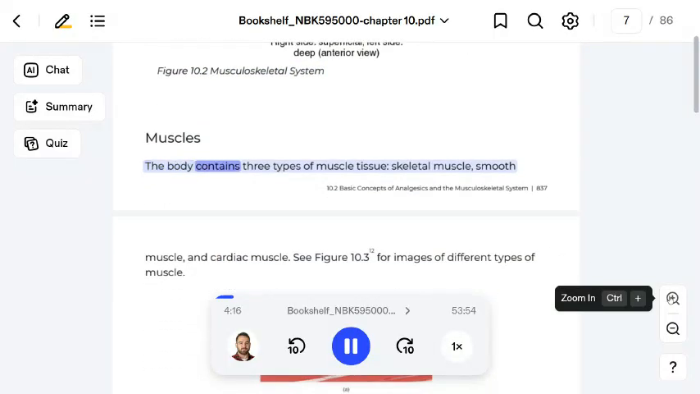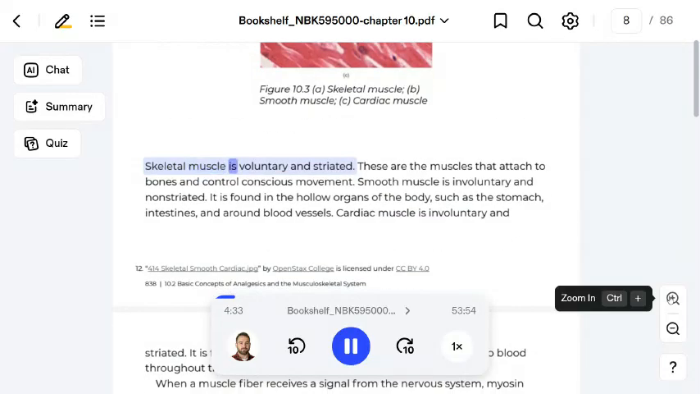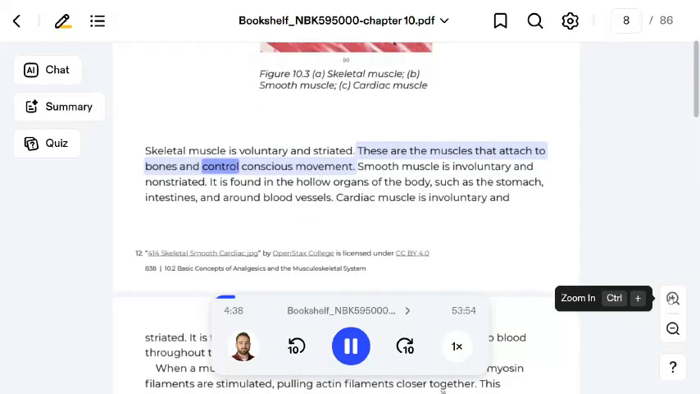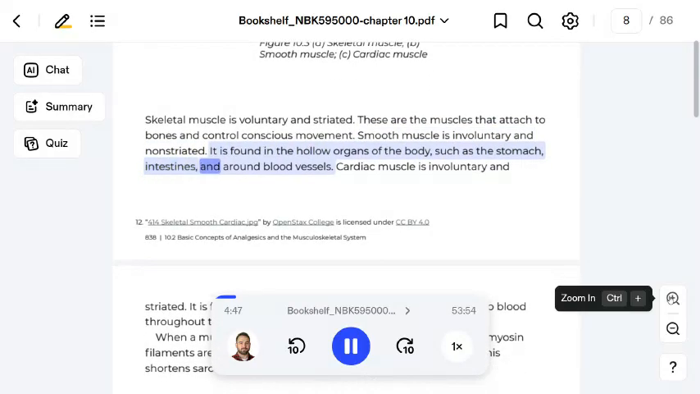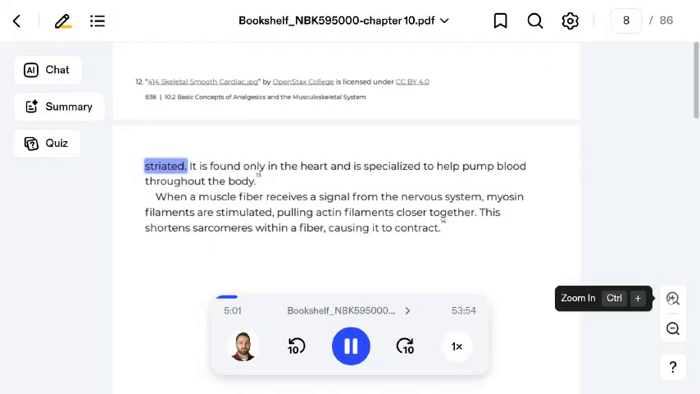The body contains three types of muscle tissue: skeletal, smooth, and cardiac. Skeletal muscle is voluntary and striated. These are the muscles that attach to bones and control conscious movement. Smooth muscle is involuntary and non-striated. It is found in the hollow organs of the body such as the stomach, intestines, and around blood vessels. Cardiac muscle is involuntary and striated. It is found only in the heart and is specialized to help pump blood throughout the body.